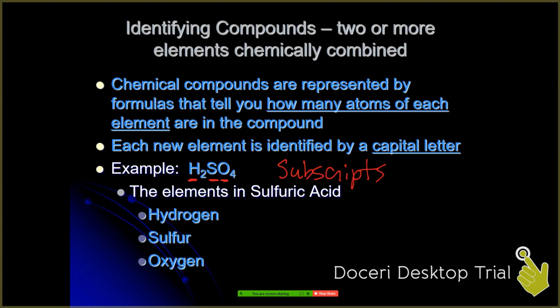And then to count how many I have of each, I'm going to look at the subscript. So this 2 affects the hydrogen, so I would have 2 hydrogen. There's no subscript, so it's an assumed 1 for the sulfur, so I only have 1 sulfur. And the 4 only affects the oxygen, so I will have 4 oxygen.